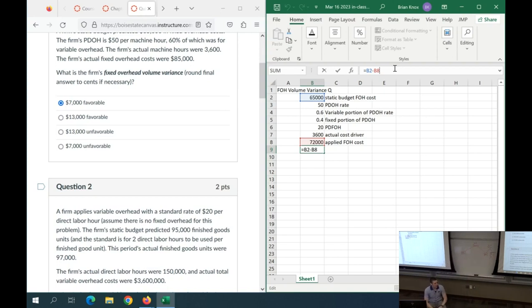Does that make sense? All right? Yeah, Peyton. The spending variance is the static minus the actual. The other way around. It would be the actual minus the static. Yes, it would be $20,000 in this case. If this question itself has a spending variance of $20,000 unfavorable, so if it were asking for that in this question, that'd be okay.